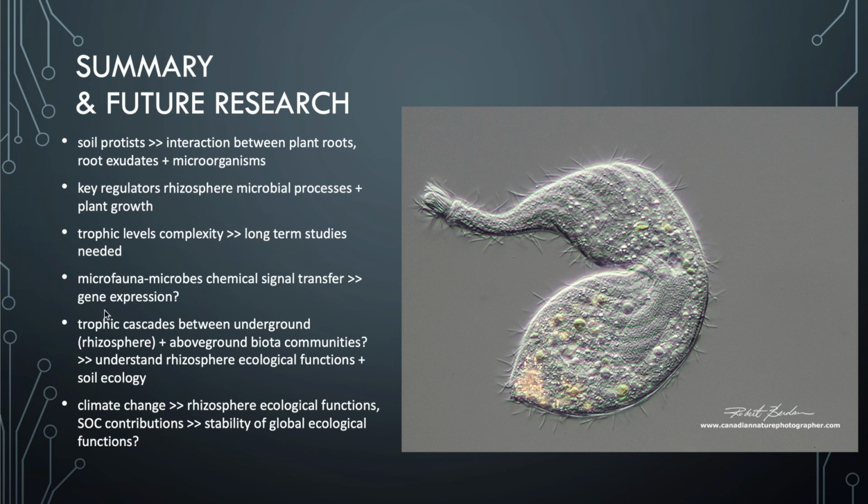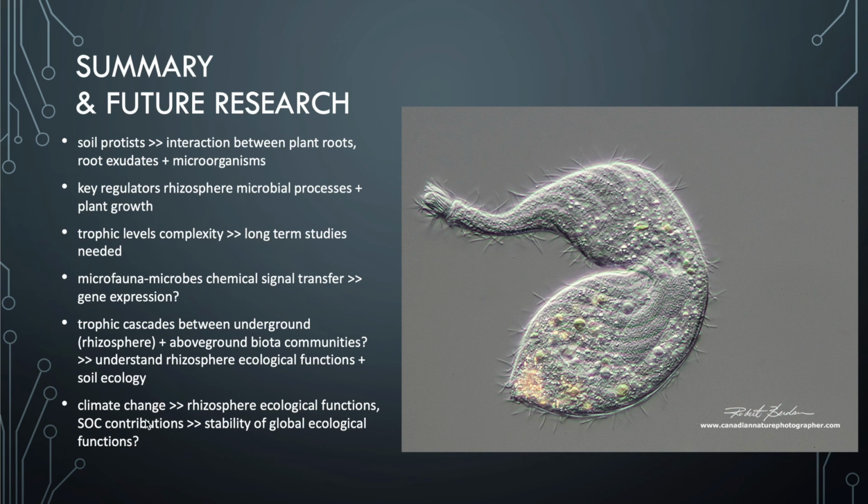not well understood phenomenon is that of the trophic cascades between underground or rhizosphere soil community and their above ground biota communities. How does the soil ecosystem interact and affect the above ground community of organisms, and vice versa? How does the above ground community of organisms, including plants and animals and insects and other life forms, affect the soil food web, that underground biological community? By studying these interactions, we'll be able to understand on a deeper level the rhizosphere ecological functions and soil ecology.